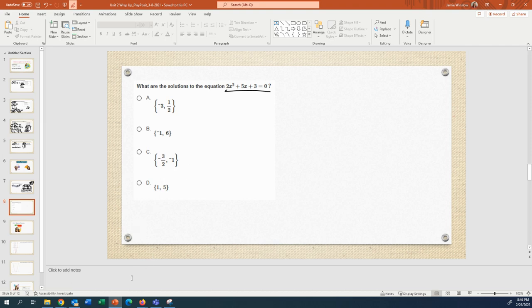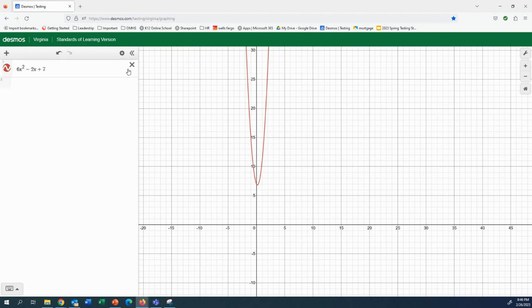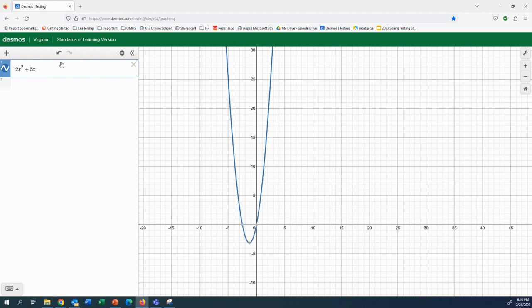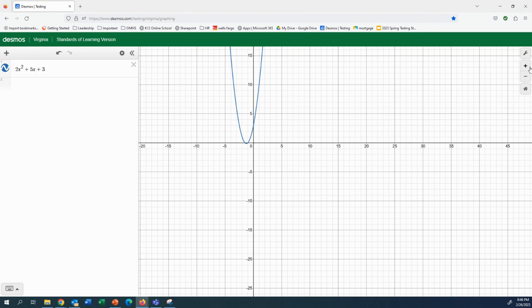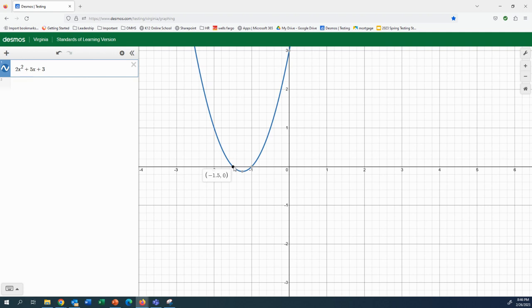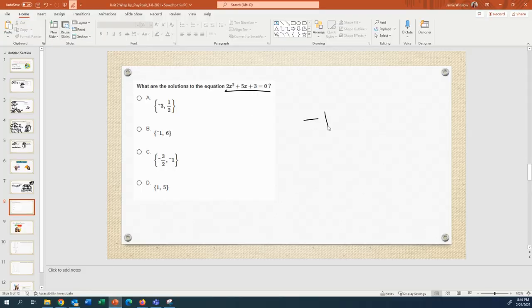2x squared plus 5x plus 3. Let's zoom in. Here they are. Negative 1.5 and negative 1. There's our 2 solutions, negative 1.5 and negative 1.